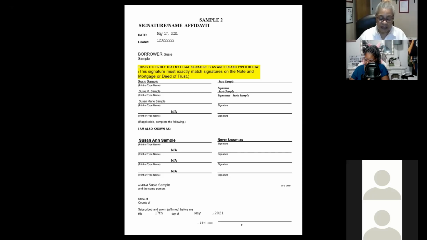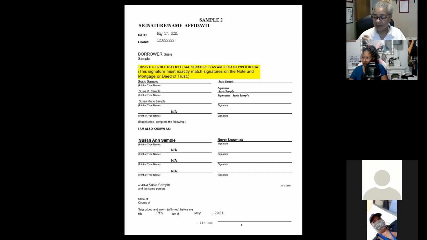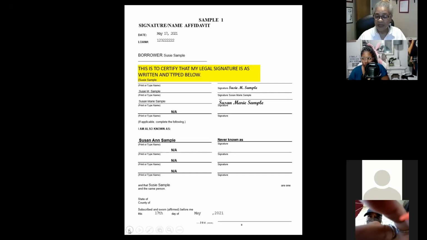And the signature name affidavit is near and dear to my heart, because early on, I just knew the way you do it, because I'd read some instructions from somebody else, and I just knew that you do it like this all the time. She is signing the way the name appears on the note, the mortgage or deed of trust. Well, I ended up with one that did not want it that way. They wanted it this way. They wanted it signed exactly as the name appeared on the document. Of course, that means I had to go back and redo that document.